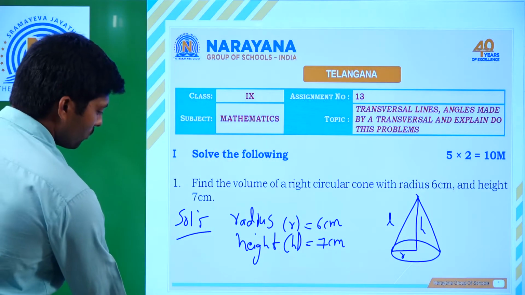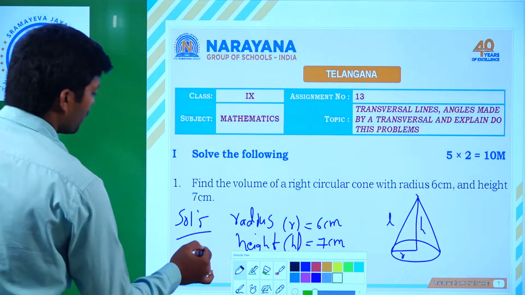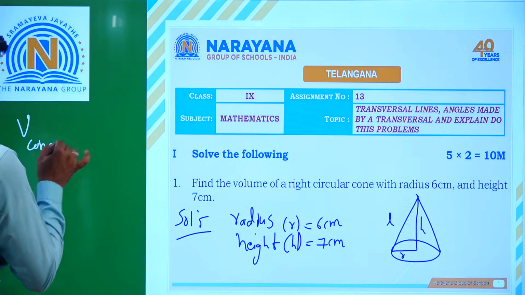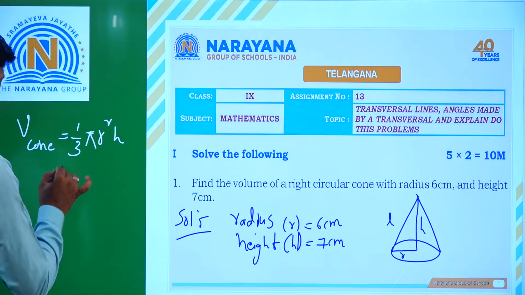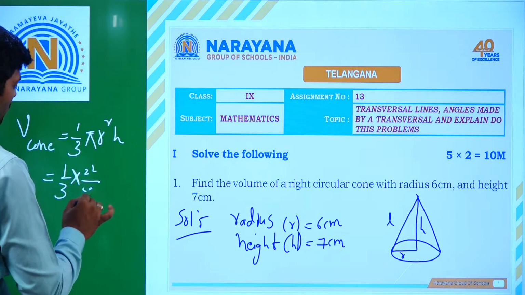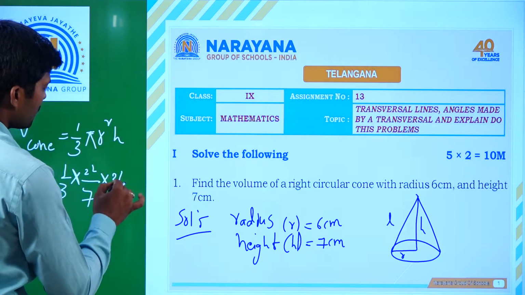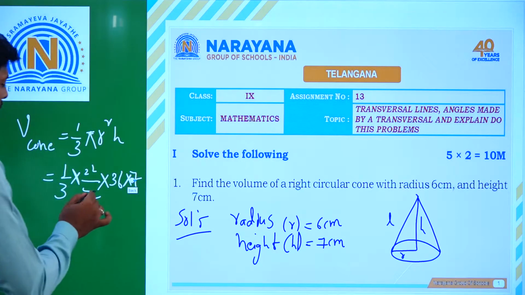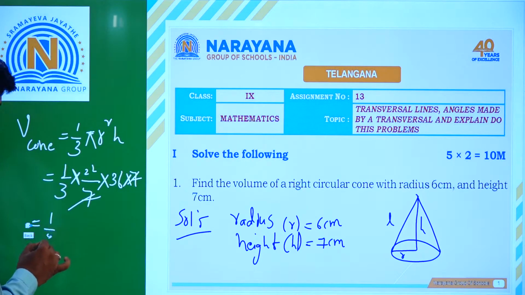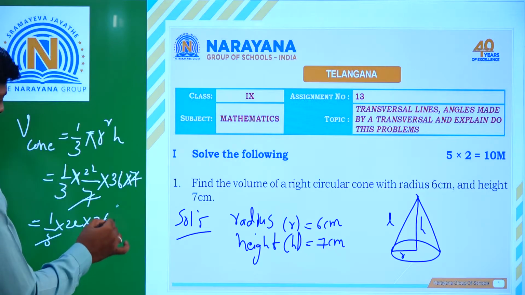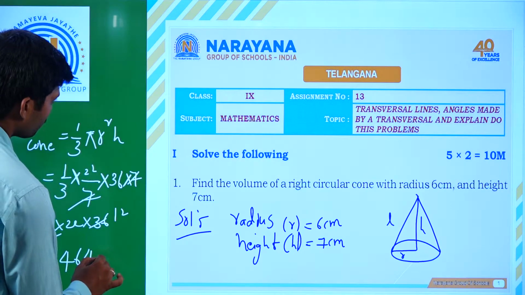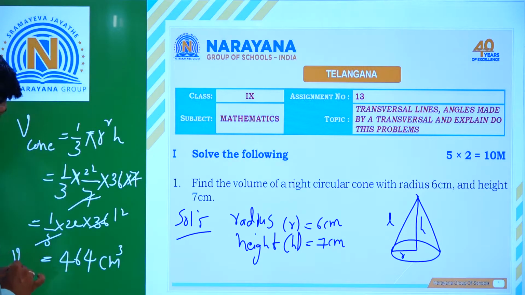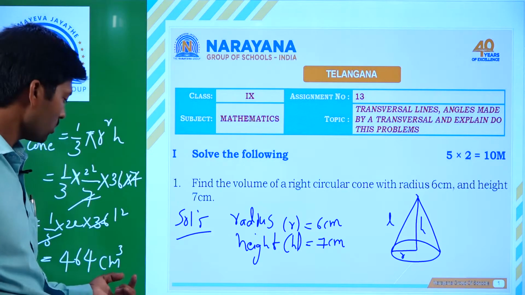What is the volume of a right circular cone? That is 1 by 3 pi r square h. So volume of cone is equal to 1 by 3 pi r square h, that is 1 by 3 into 22 by 7 into r square, which is 36, into h, which is 7. Here 7 will get cancelled. So 1 by 3 into 22 into 36. Three ones are 3, three twelves are 36. The product of 22 and 12 will become 264 cubic centimeters. That is the volume of the cone.